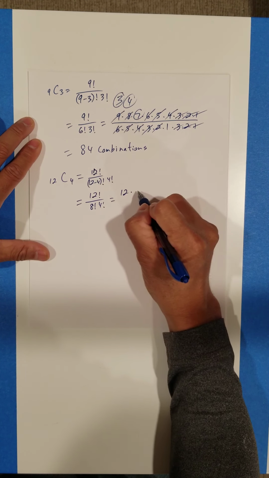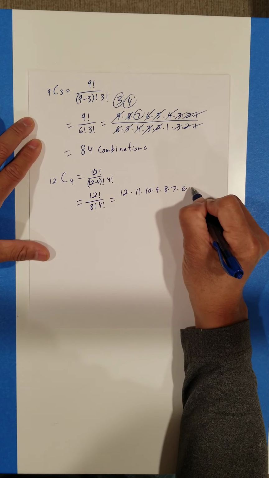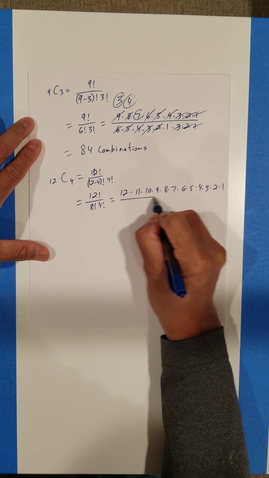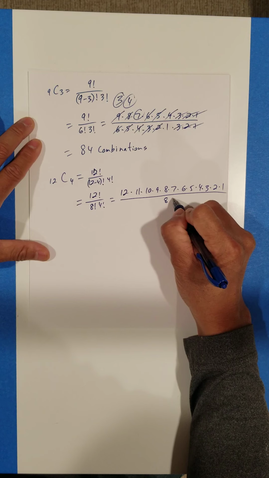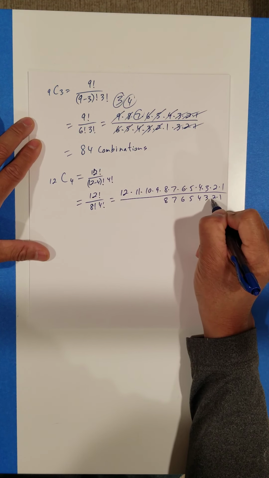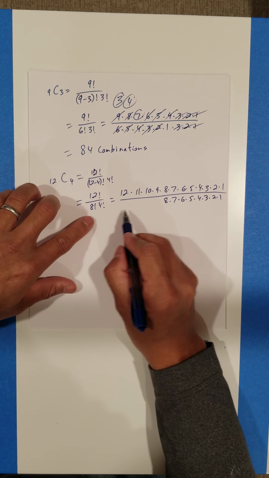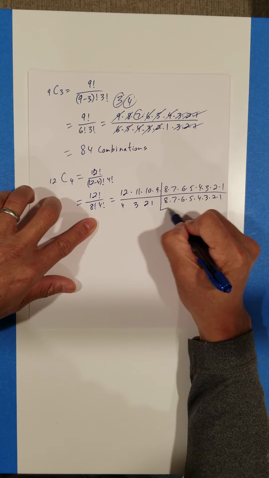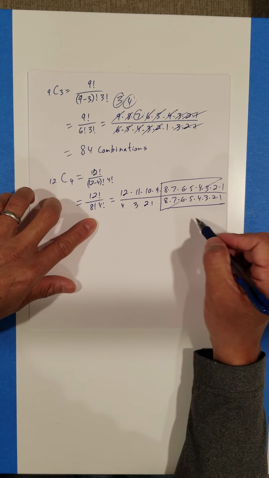So 12, 11, 10, 9, 8, 7, 6, 5, 4, 3, 2, and 1. On the bottom of that, I like to put over here 8, 7, 6, 5, 4, 3, 2, 1. That's what 8 factorial is. And then I like to put the 4 factorial on the front end: 4, 3, 2, 1. So what I did is that all of these will cancel. So that's nice and neat.